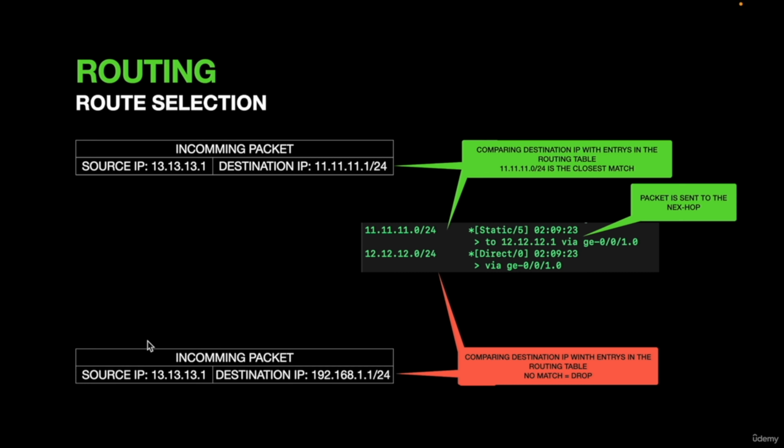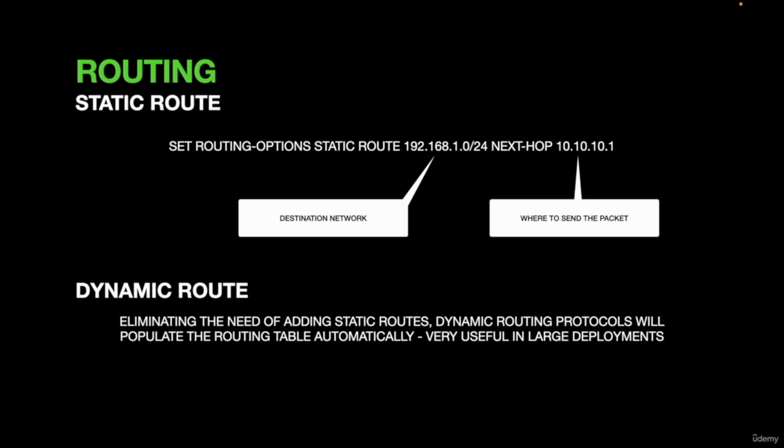But what will happen when we have an incoming packet with the source IP of 13.13.13.1 and a destination IP, an address which is not present in the router's routing table? Since the router will not find any route that is matching this IP, it will drop the packet.